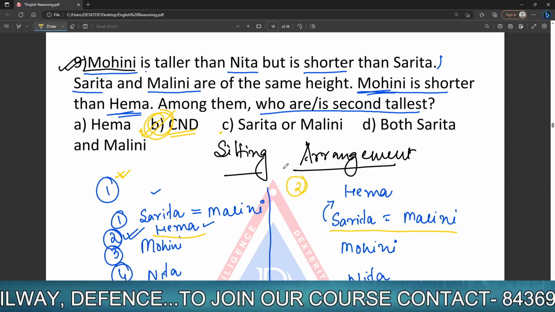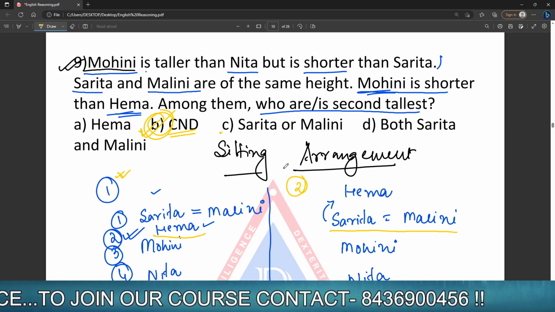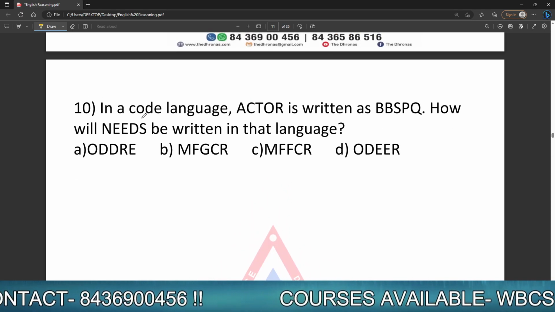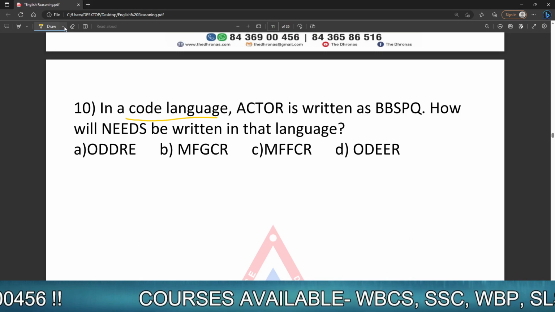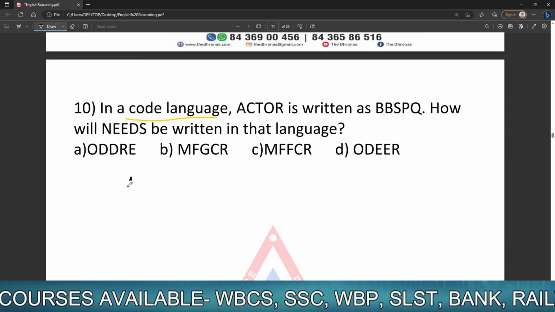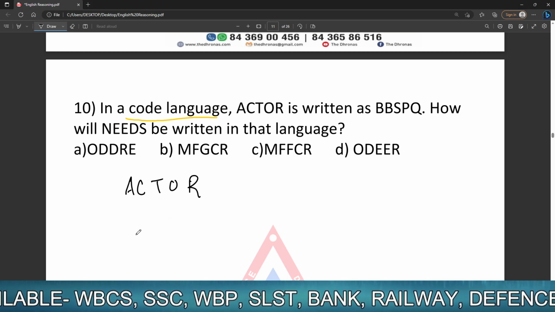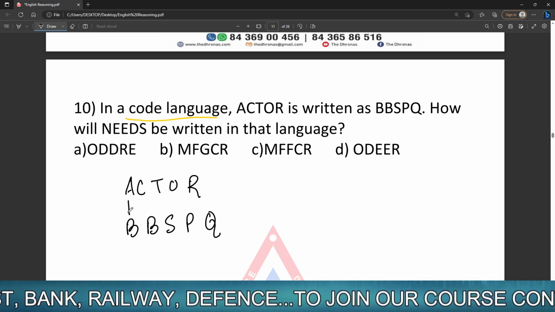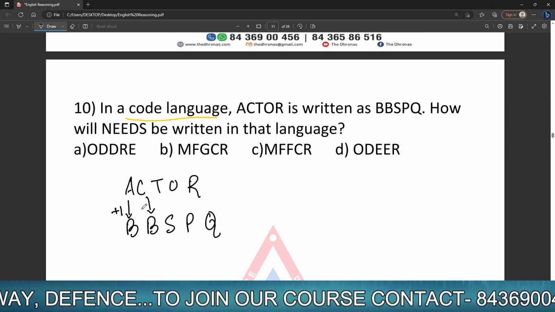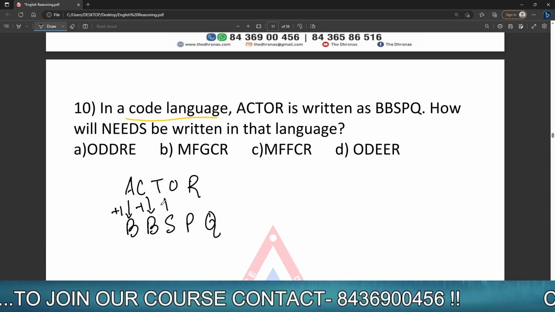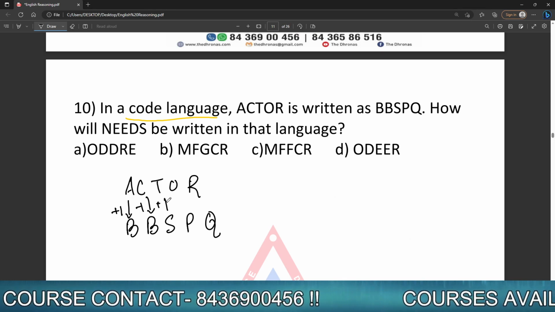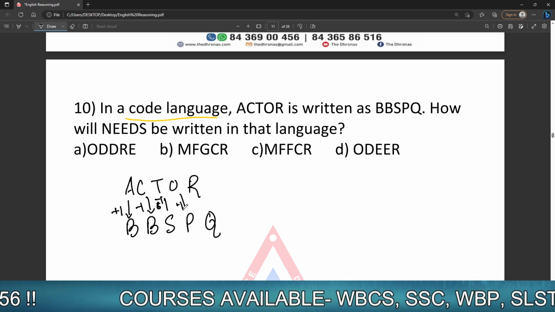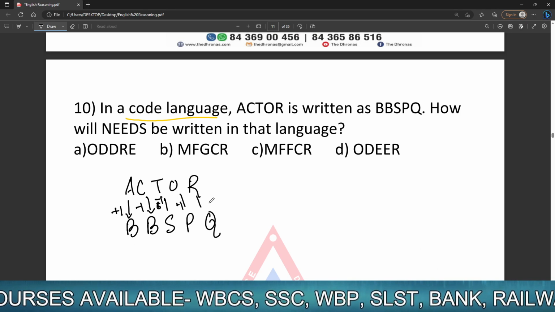Okay? ठीक है, चलो, move on to the next question. Next question is also about coded language. See, coded language. So what is given? Actor is written as B, B, S, P and Q. So A goes to B, +1. C goes to B, -1. T goes to S, -1. O goes to P, +1. R goes to Q, -1.